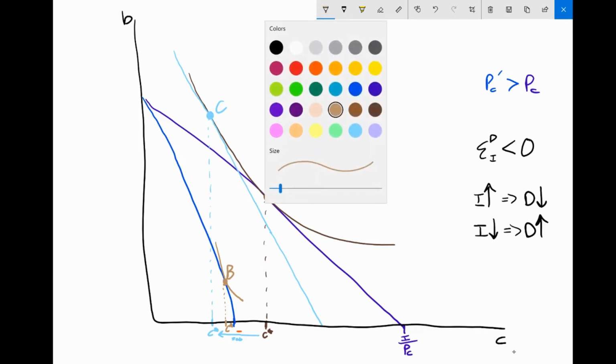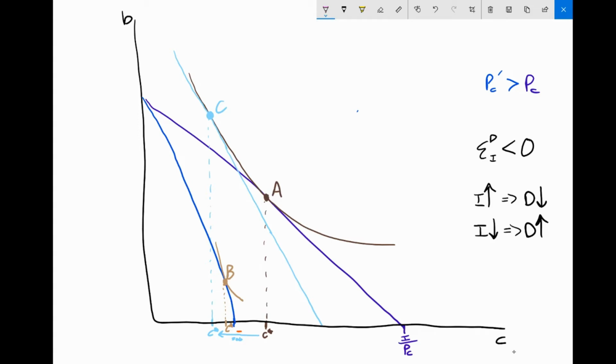So let's draw our total effect. Our total effect is the difference between bundle C, the dark brown, I'm sorry, the number of cups of coffee that we choose, and the original bundle A. So it's C here. The total effect is this difference. So this is the total effect.